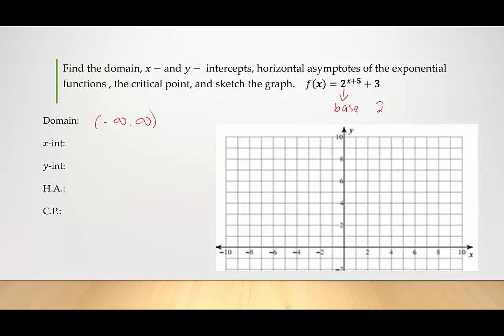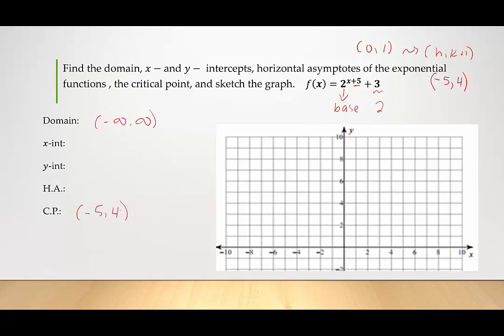Before I identify the x and y intercept, I like to identify the critical point. So remember, on the parent function, the critical point is at (0, 1), and the critical point on our transformed function will be (h, k plus 1). So let's see what that is. Remember, it's x minus h, but we have x plus 5. So how do we interpret that? Well, that means that h was negative 5, because x minus negative 5 would give us that positive. And then k is 3. 3 plus 1 is 4. So we have a critical point at (negative 5, 4).